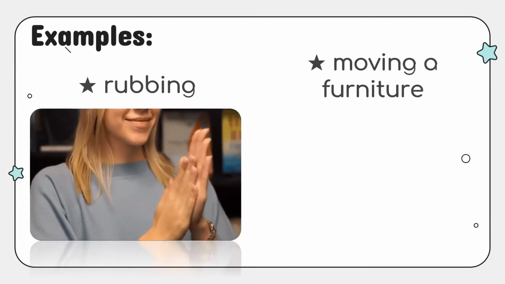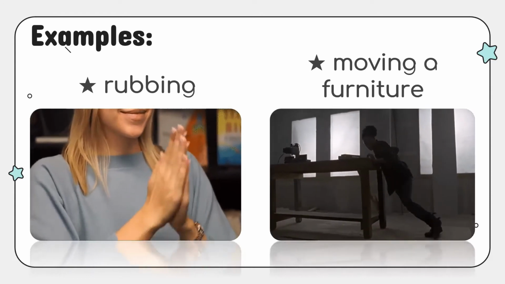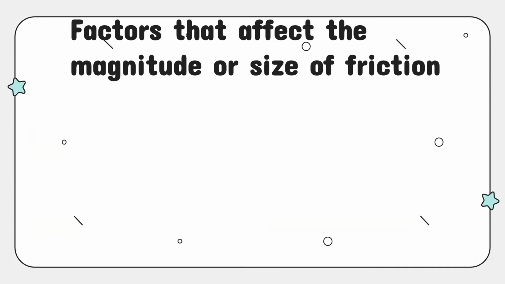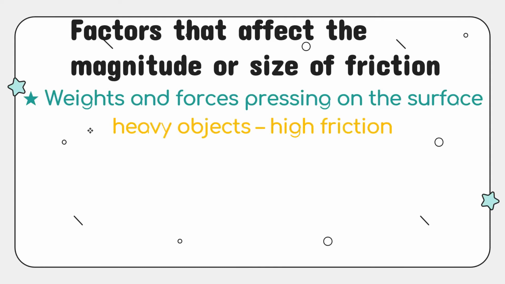Another example is moving furniture. By moving furniture, there is friction between the surface of the furniture and the floor. Aside from that, we also learned about the factors that affect the magnitude or size of friction. For example, the weight and force pressing on the surface, wherein we said that if the objects are heavy, there is high friction force, and if objects are light, the friction will be low.